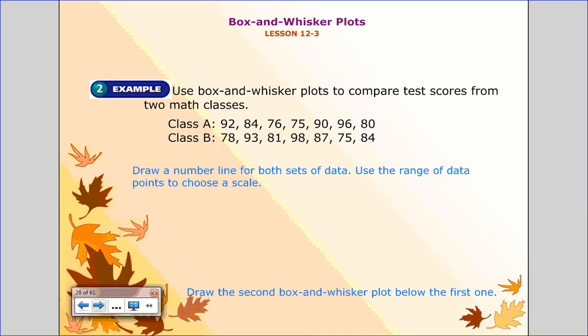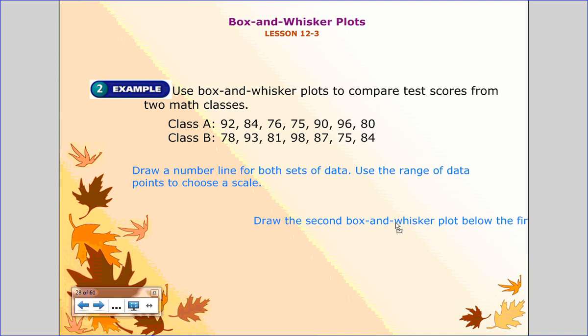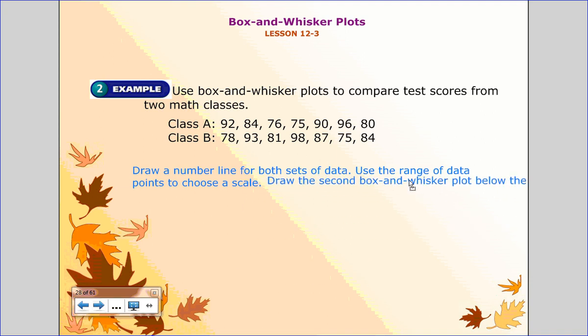So what's neat though is we can actually compare data this way too. So we are going to do another box and whisker plot, but this time we're going to have two data sets. All right, so here we're going to have to find all the information and also draw a line that fits both of them. All right, so we're going to do class A first.